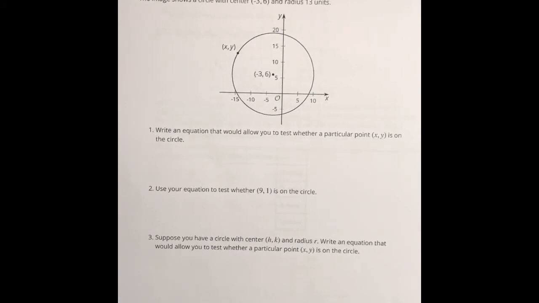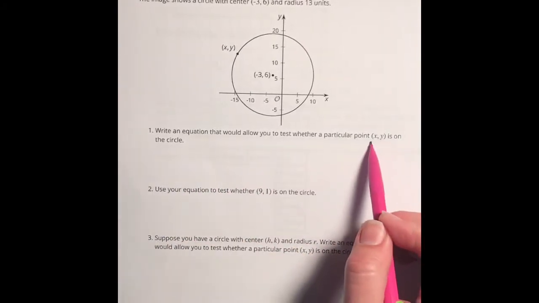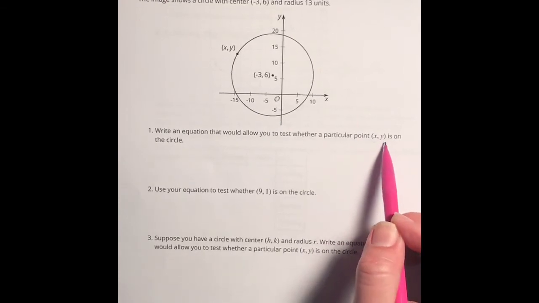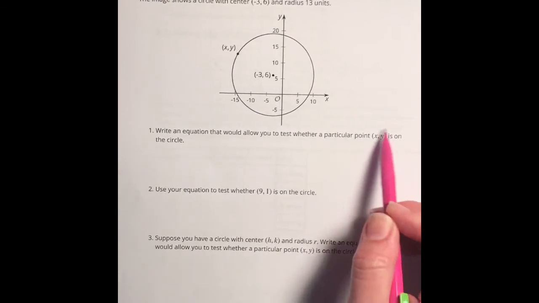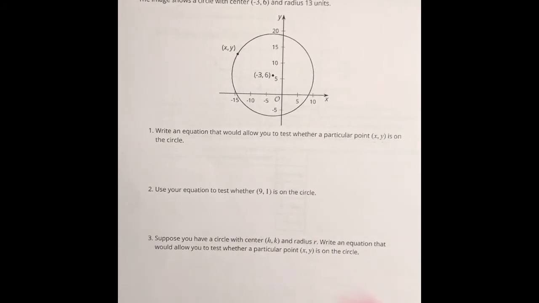Building an equation for a circle. So now that we kind of already did the math, what is that equation that's going to work every single time we want to test to see if a point is on the circle? And so this time they're just giving us, well, any point (x, y), right? So we can put any numbers in there to see if it would be a point on the circle.